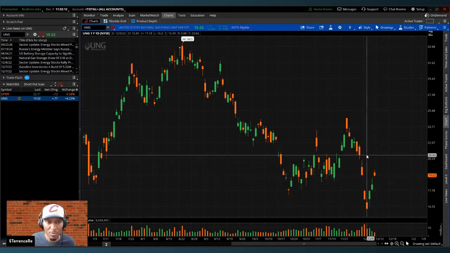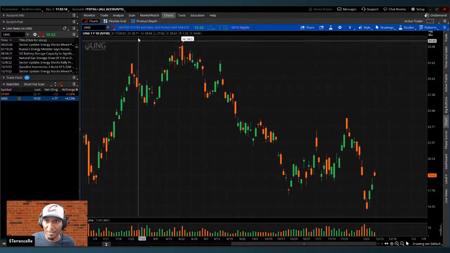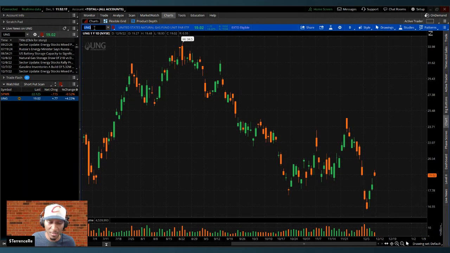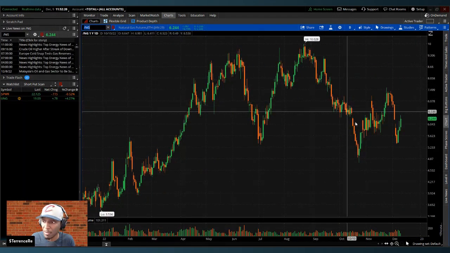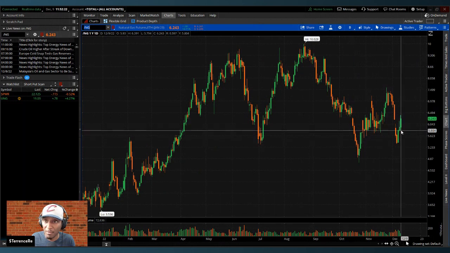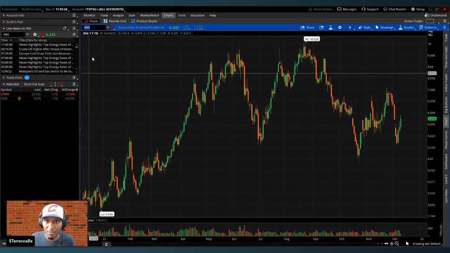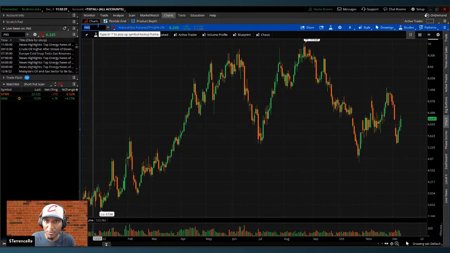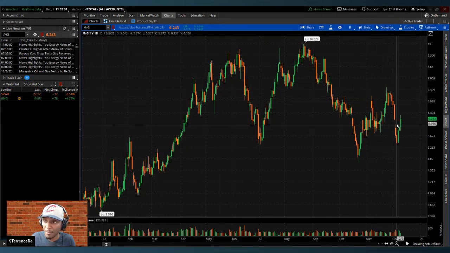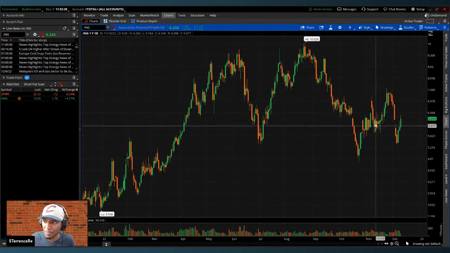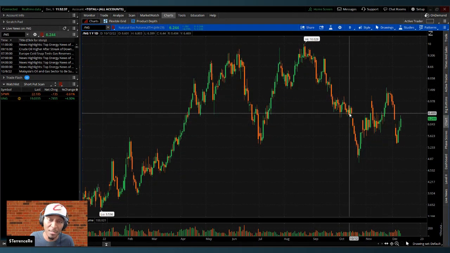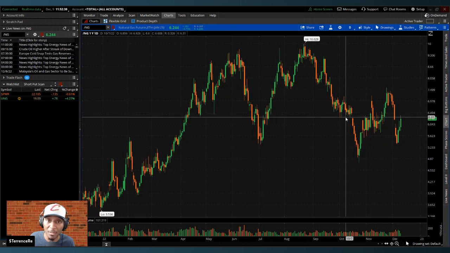That's one of those things. UNG is natural gas. If I was to look at /NG, it's right here. So this ETF kind of mimics the natural gas futures. It might not be a bad idea to try to get into something that represents natural gas as well. I may take a look at that this evening.